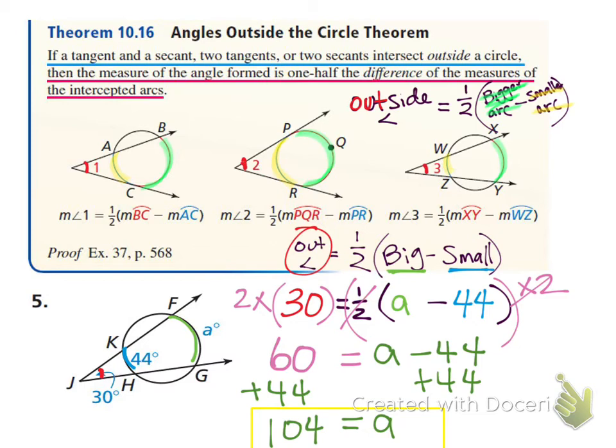Again, you can always check. The angle 30 should be 1/2 of 104 minus 44. What is 104 minus 44? 60. And what's 1/2 of 60? 30. So you can always plug it back in to check. Okay, when you're ready, you can go ahead and turn the page.